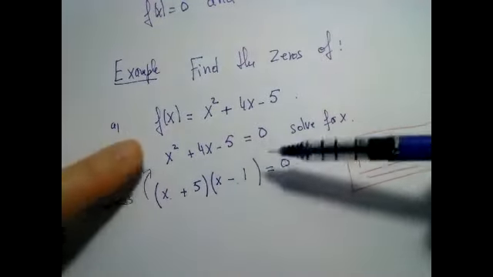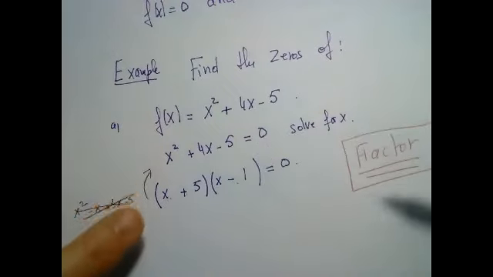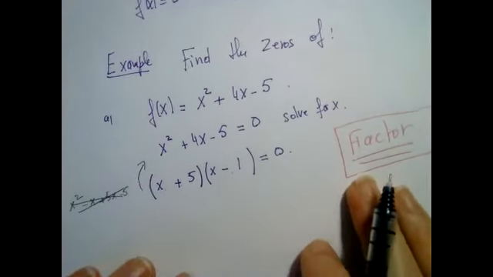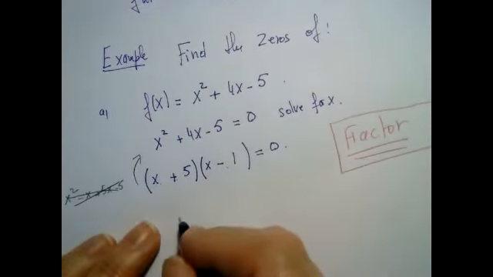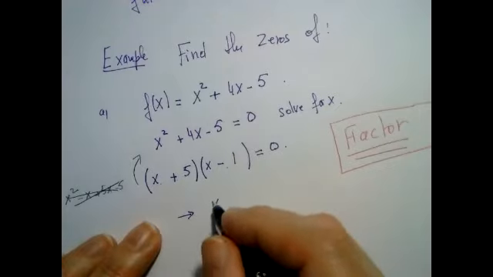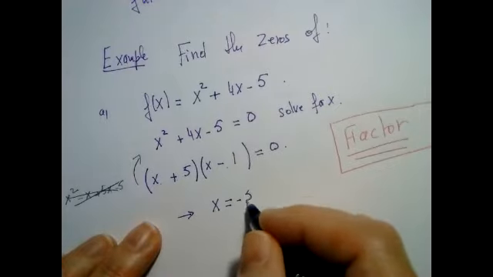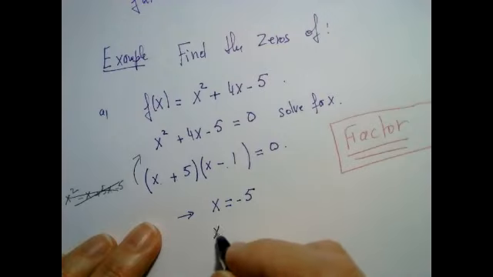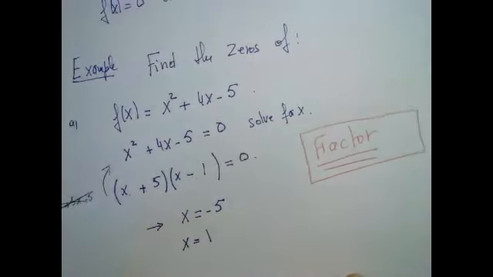Whenever you have a quadratic and you're solving, one way we can solve is to factor. And then today the goal is to do something else if we cannot factor. So this will give me the two values: x equals -5 and x equals 1. Those are the two zeros of the function.